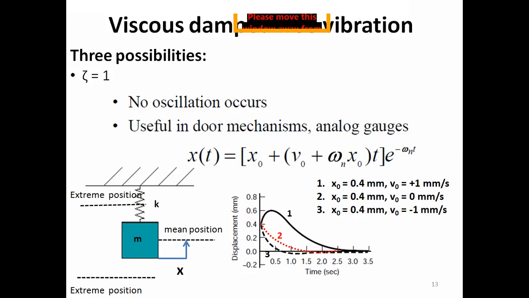As I told you before, the critical damping would bring the system, once it is displaced from the equilibrium position, back to the equilibrium position in the shortest time. So we have to keep the damping in that system as critical.